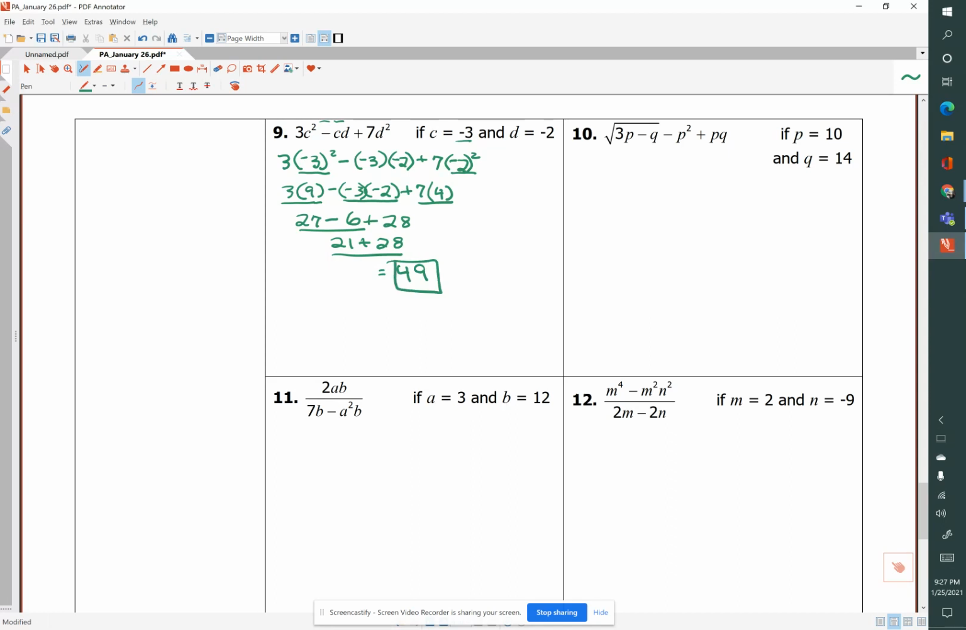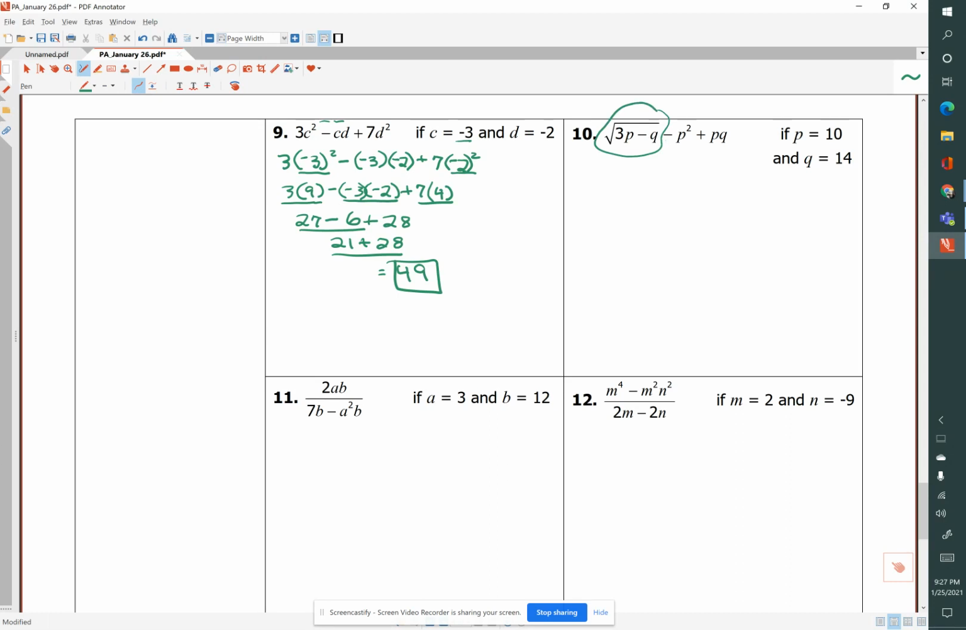On number 10, we have a square root. We haven't done many of those, but I'll show it to you now. The square root of 3p minus q, if p equals 10 and q equals 14. Okay, so that's the amount that's in the square root here.